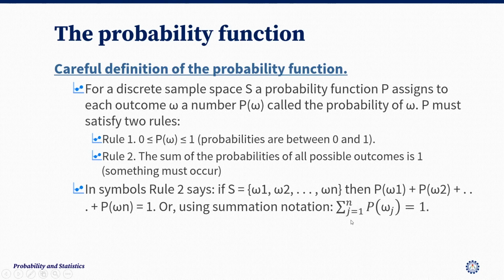Or using the summation notation. Sorry, I haven't introduced summation notation. Summation notation is sometimes denoted as a loop in mathematical symbol. For the lower limit, our summation will start at j equals 1 until the upper limit n. Inside that summation notation, we can get the probability of little omega j, from 1 to n. So we get the sum of the probability of little omega j, and that should be equal to 1. So that's the probability function here.